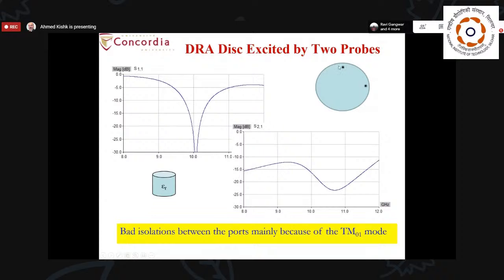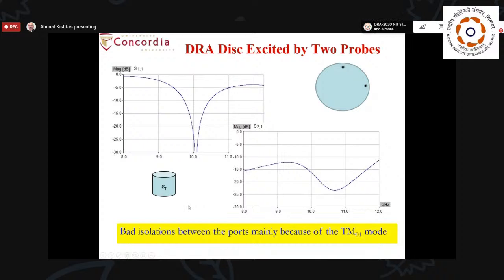So if I excite the 2 polarizations with 2 probes, as such, this is the reflection coefficient, and this is the coupling coefficient. It is not as good as we are looking for, although we have a narrow band. So if I take this as the bandwidth at 10 dB matching, you will find that the coupling will be between -13 and maybe -20.